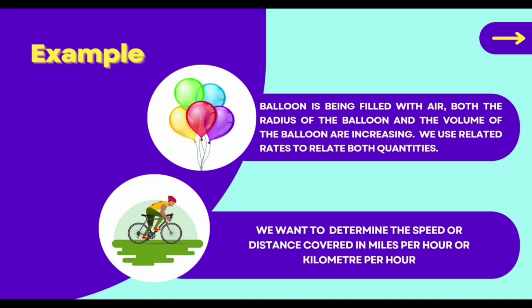For example, a balloon is being filled with air. Both the radius of the balloon and the volume of the balloon are increasing. We use related rates to relate both quantities. Another example, we want to determine the speed or distance covered in miles per hour or kilometers per hour when we ride a bicycle.